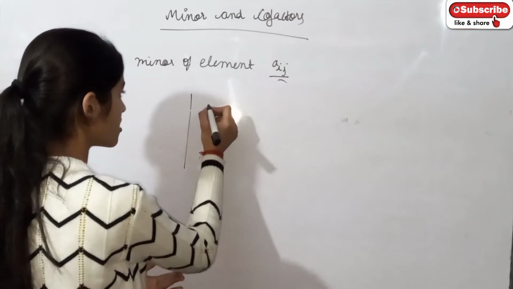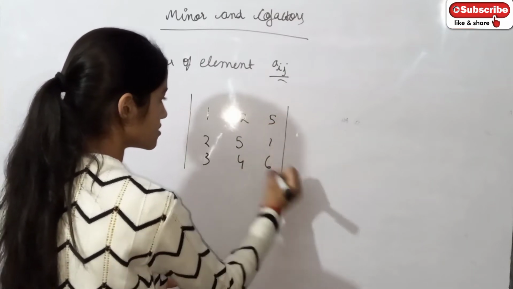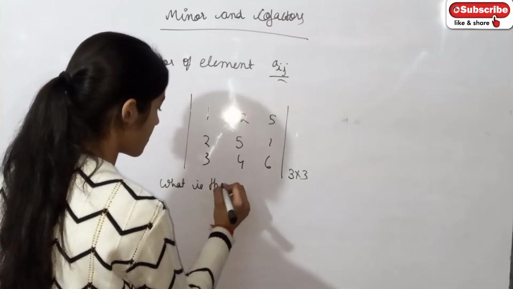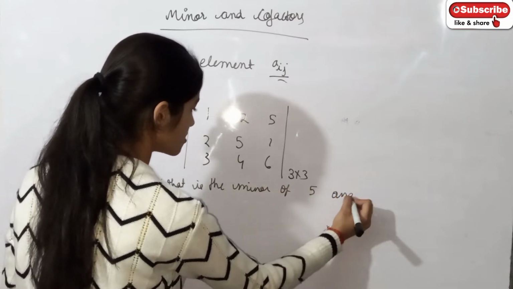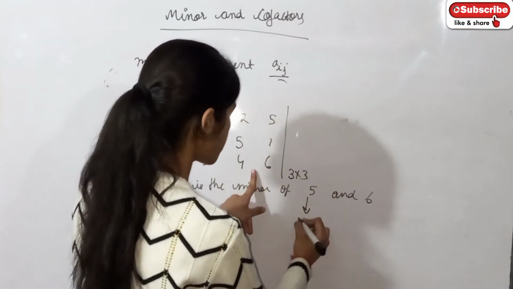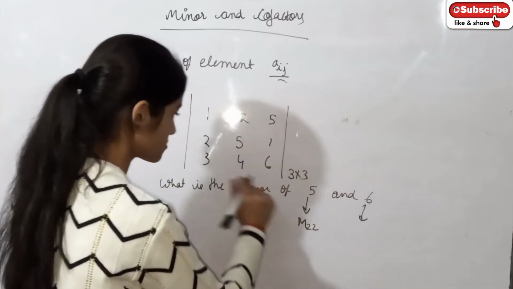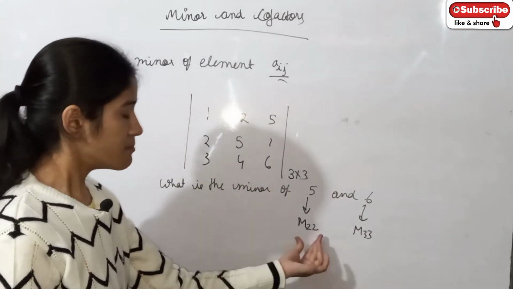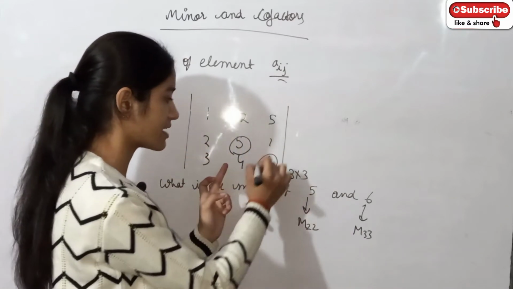Suppose the determinant given is 1, 2, 3; 4, 5, 2; 5, 1, 6, of order 3 cross 3. What is the minor of 5 and 6? It is also written in the form M22 and M33. What is the minor of M22 and what is M33? That means, what is the minor of the element in the second row and second column, and what is the minor of the element in the third row and third column?